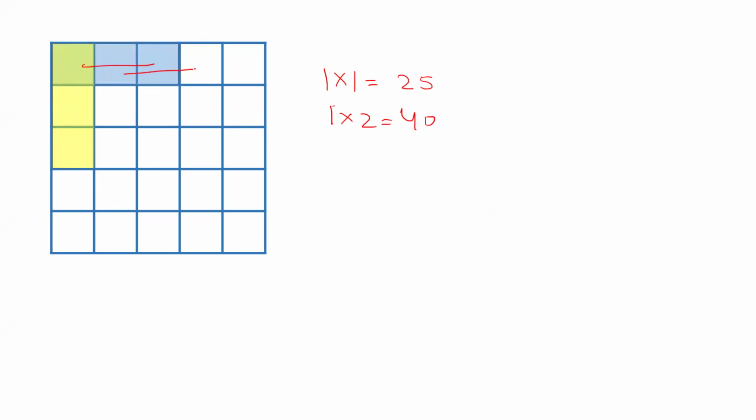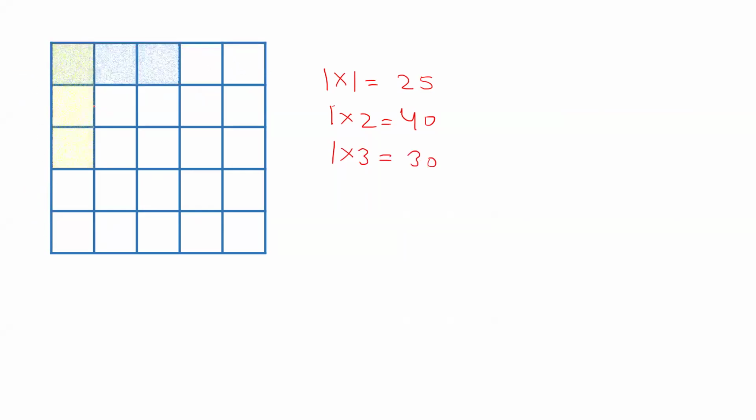Similarly, there will be rectangles of size 1 by 3. 1, then 2, then 3, then 4. 1, 2, 3. When we join these 3, there's one rectangle. Another rectangle is here, another rectangle is here. So there are 3 in each row. 3 here, 3 here, 3 here, 3 here, and 3 here. So there are 15 here, and vertically also 15. So 1 by 3, 15 plus 15, 30 rectangles are there.